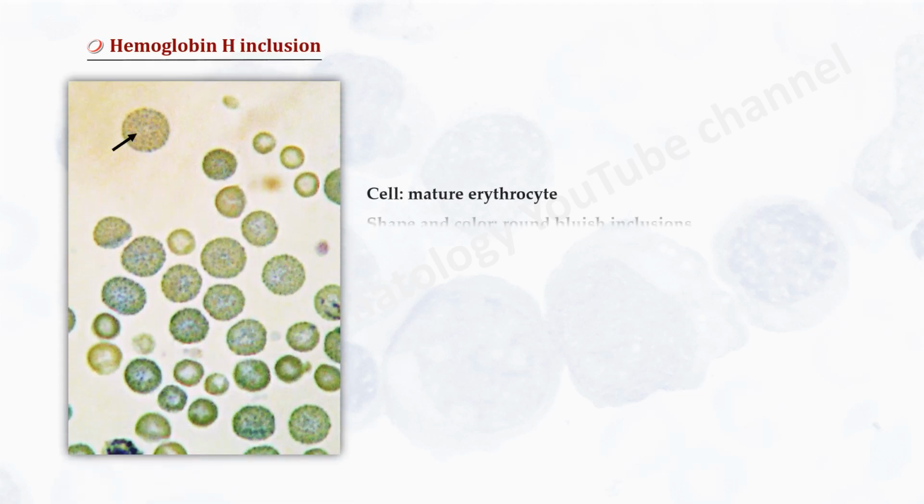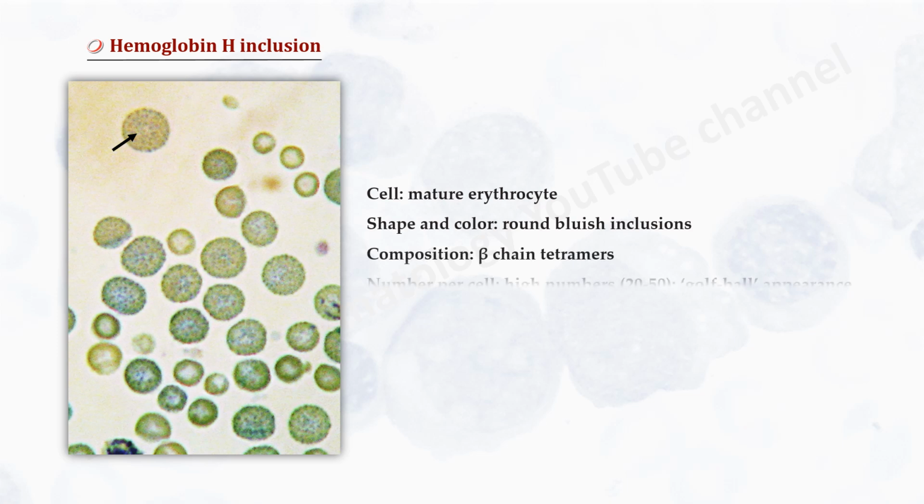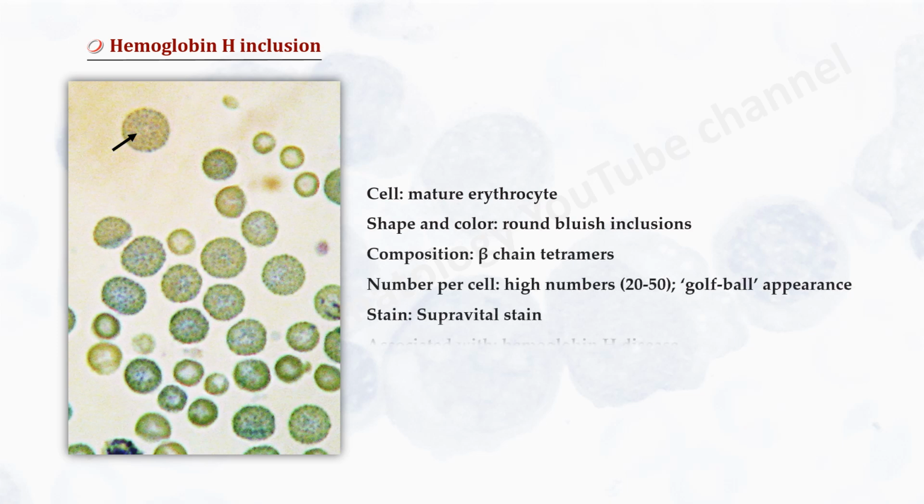Hemoglobin H inclusions are formed by precipitation of hemoglobin beta chain tetramers. With supravital staining, they are seen as rounded bluish inclusions, distributed regularly through the cell in relatively high numbers.